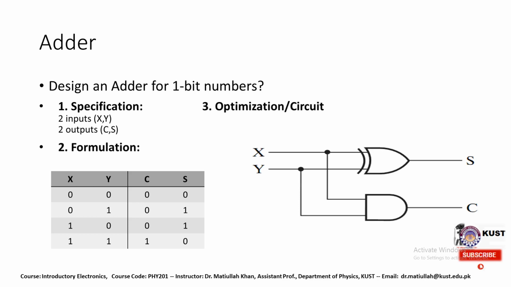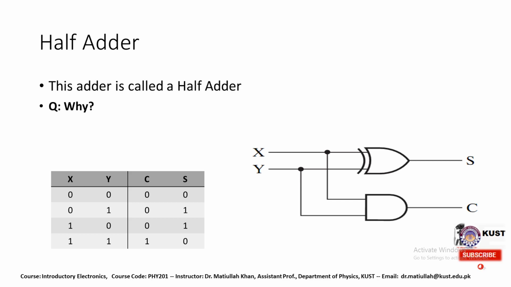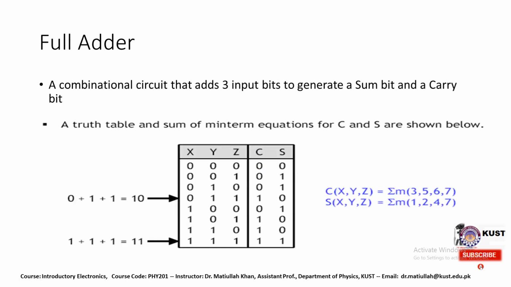So this is the simple optimization of the circuit. We have three steps for that. One is the specification of that particular system, the second is the formulation, and the third is the optimization, or making the circuit. So this is what we call adders. This is called a half adder. Why do we call it a half adder? Because we look at the table and its diagram combined. Here we have the inputs, that is x and y, and here are the outputs, that is s and c. That was something about the half adder.